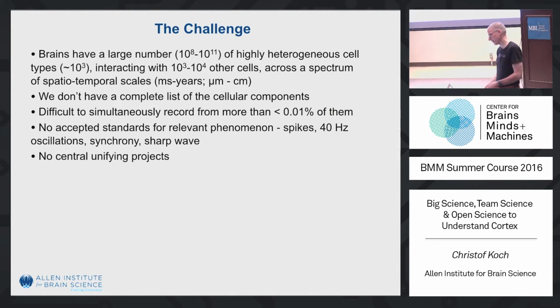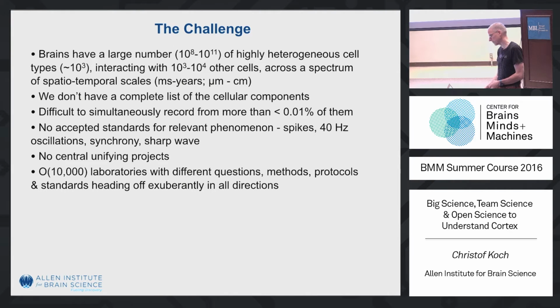So that's a problem. There are no central unifying projects. If you estimate the population of neuroscientists, there's 60,000 neuroscientists. Roughly, there's an order of 10 to the 4 different labs. And they all have different questions, methods, protocols. And of course, by design, the system is to be orthogonal to each other, because you get a PhD only if you do something that's significantly different from what your predecessor did.